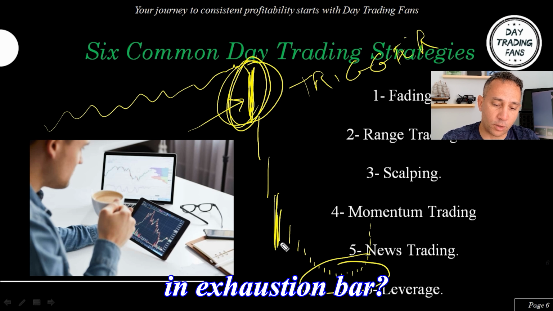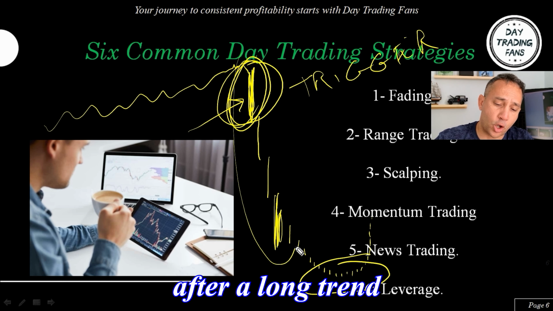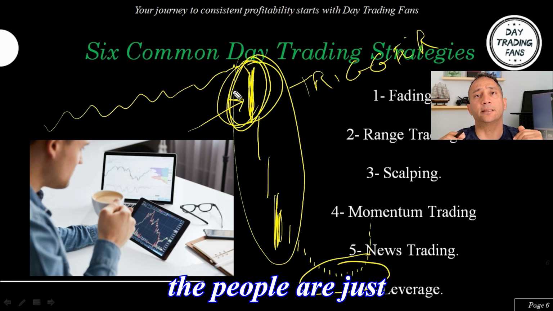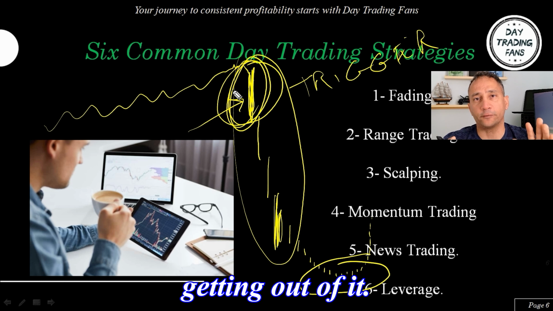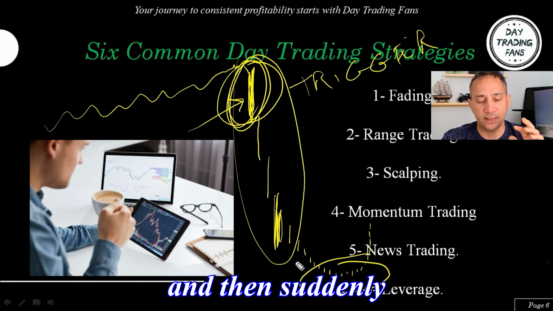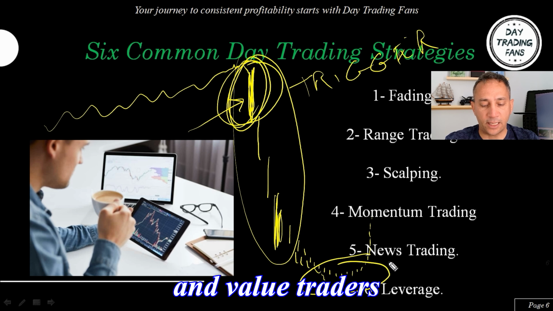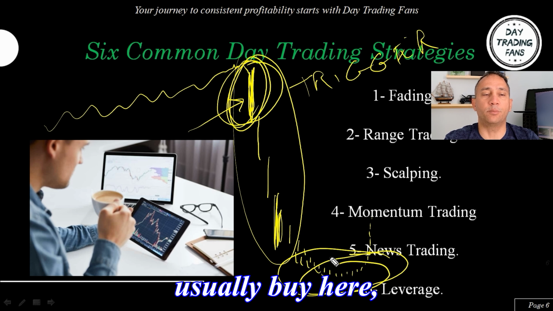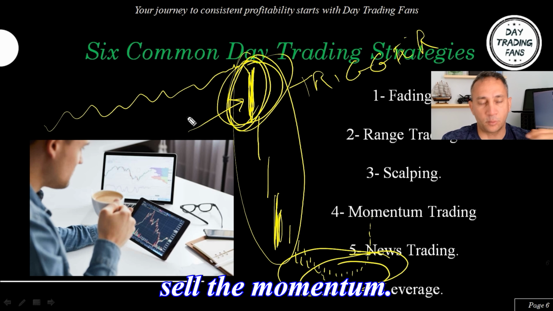An exhaustion bar comes after a long trend, and this is like the people just getting out of it. This is it, they're done with it. And then suddenly the momentum dies, and value traders usually buy here, but they sell the momentum.